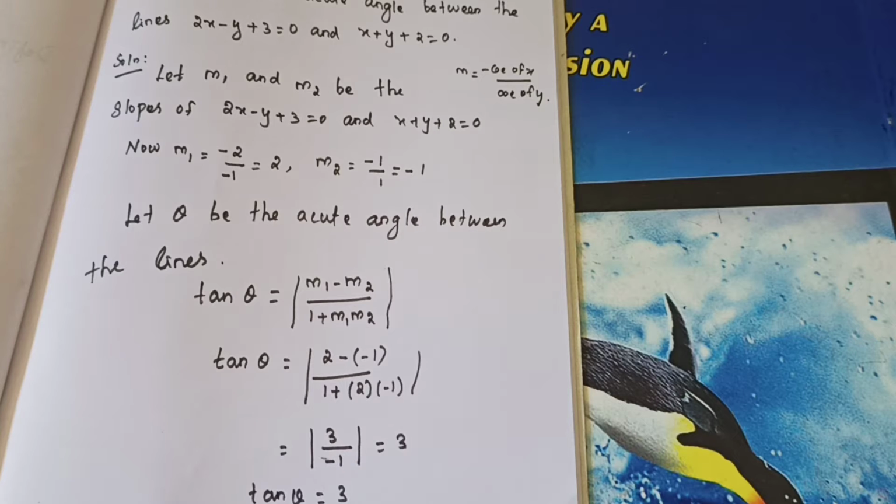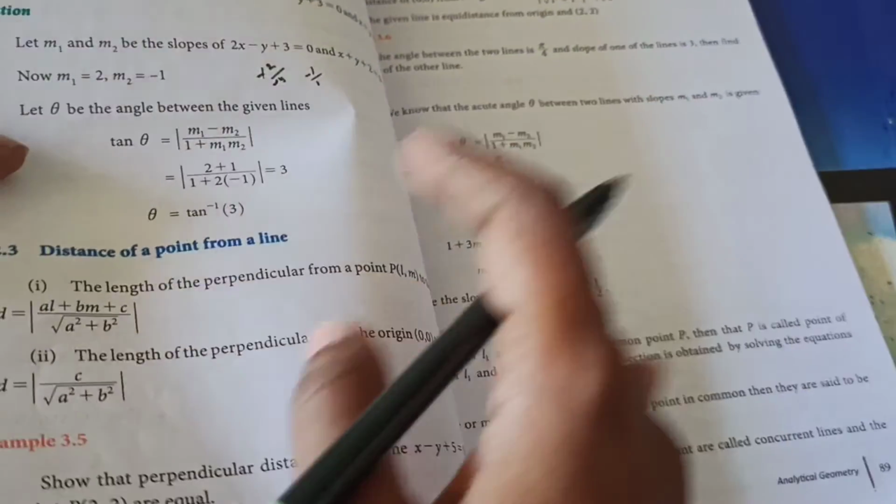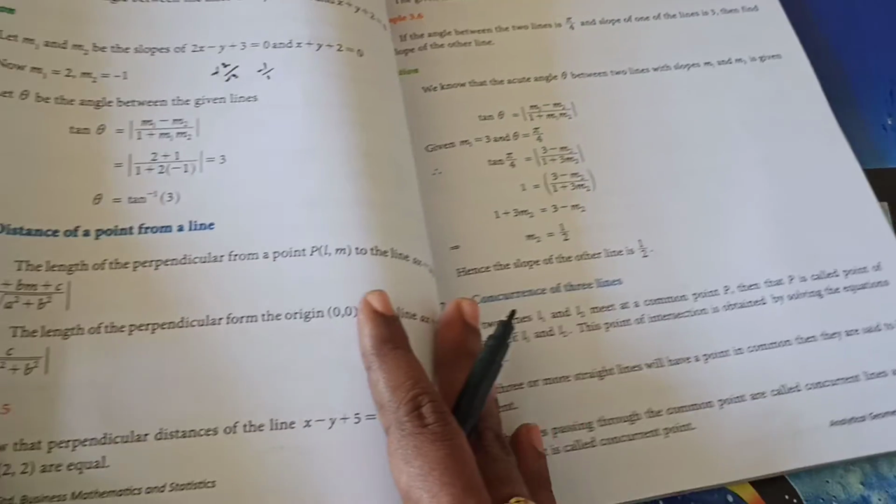Next we are going to learn 2 more formulas. All of you take down your books. Distance of a point from a line. I will teach in your book. I think the page number is somewhat different.